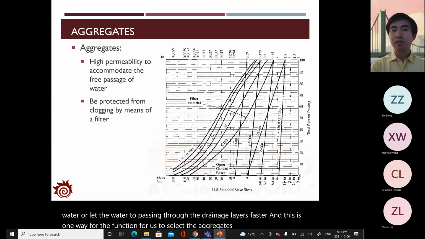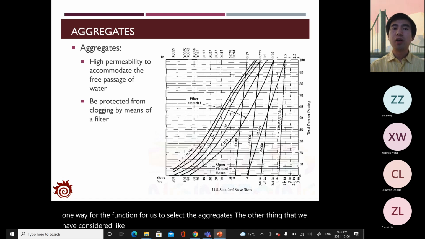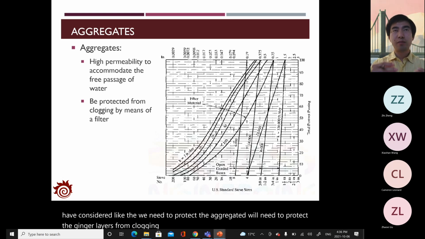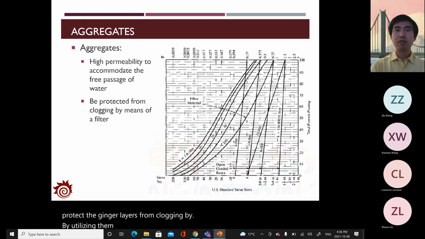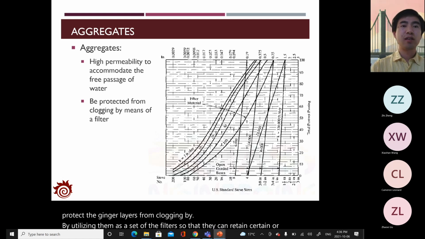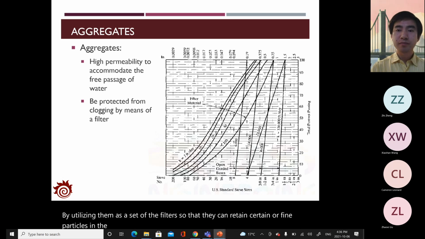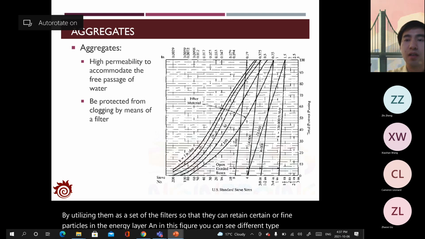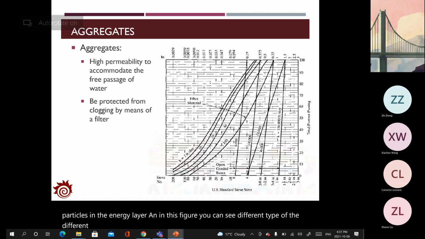The other thing that we need to consider is protecting the drainage layers from clogging by utilizing the aggregates as a set of filters, so that they can retain certain fine particles in the drainage layer. And in this figure, you can see different types of grain size distribution, and you will find the values of the permeability.